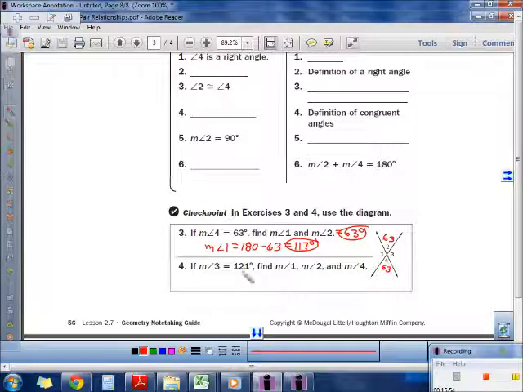Now they change it up a little bit. They say, all right, we're going to change the numbers. Angle 3 is now 121. Which one is the easiest in the picture? Angle 1's how big? 121. Why? Vertical angles. And then the ones right beside them. How big do we find those to be? 59. How do you get 59? Okay, so subtract from 180. So that's pretty simple. Good job.